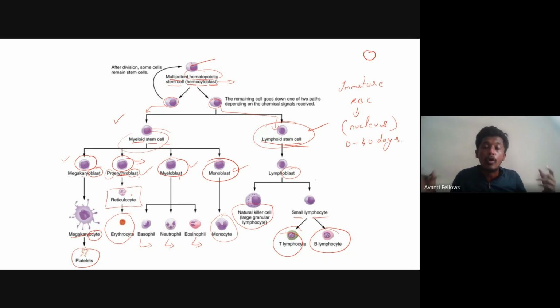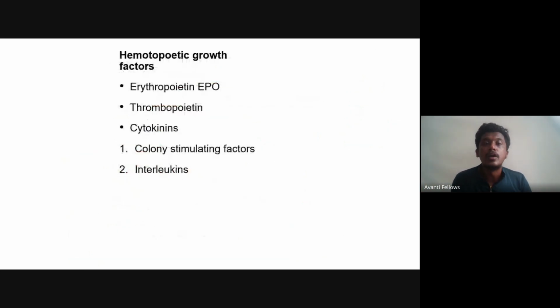We don't see our blood overflooding with red blood cells in a normal condition, or overflooding with platelets. There are specific numbers and a specific ratio of these blood cells in our body, right? So that is why there is a regulation mechanism on how many blood cells have to be produced. Okay, so who does that? We call them hematopoietic growth factors. They promote the growth of certain blood components.